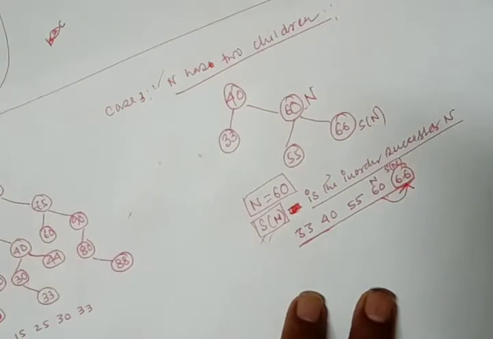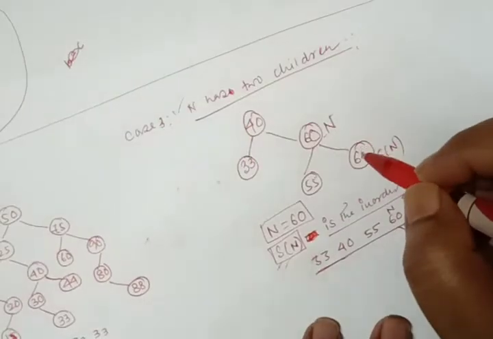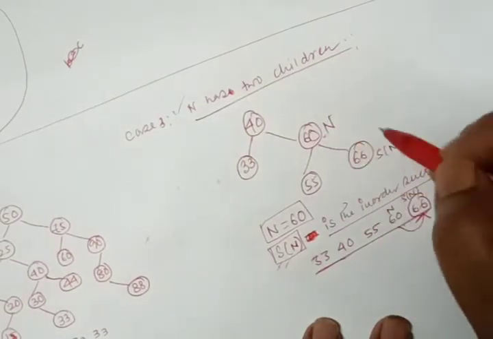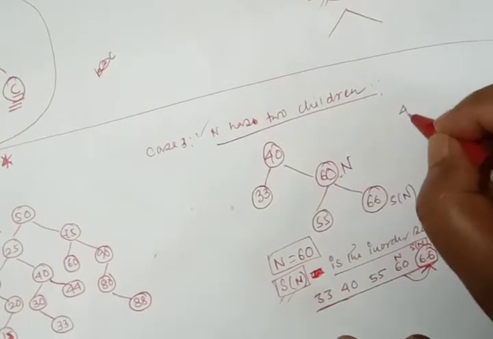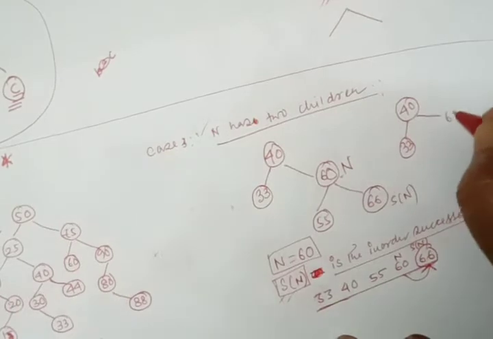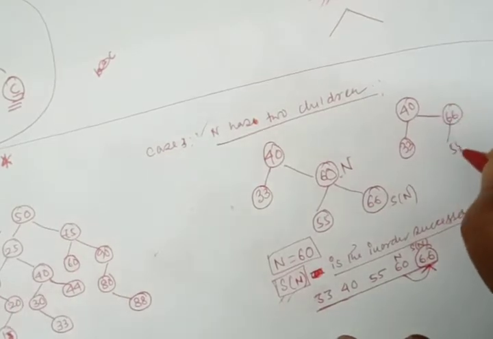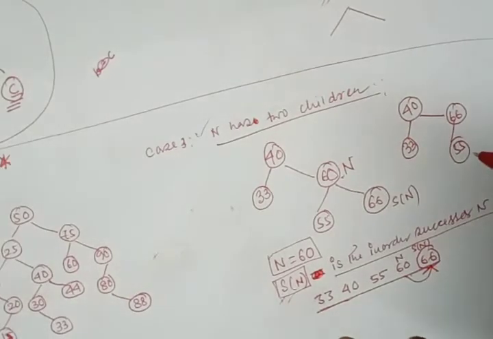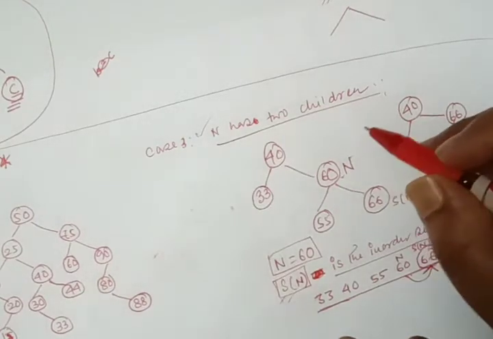So here we have identified this S of n. In that case, what do you have to do? You have to replace the value of n with the S of n. So here you see 40, 33, 66, then 55. This is how you can delete a node which has two children.